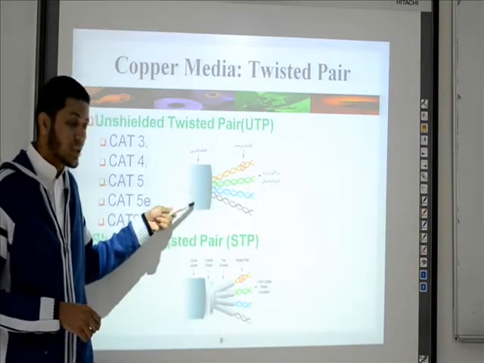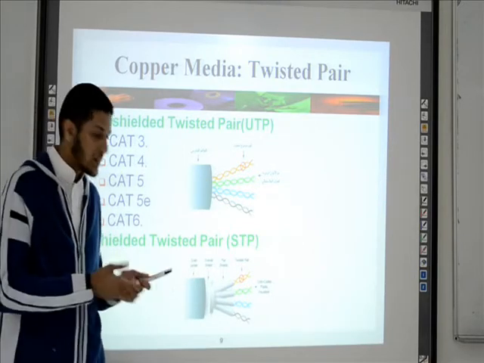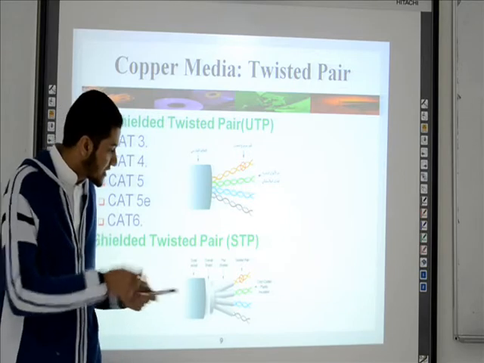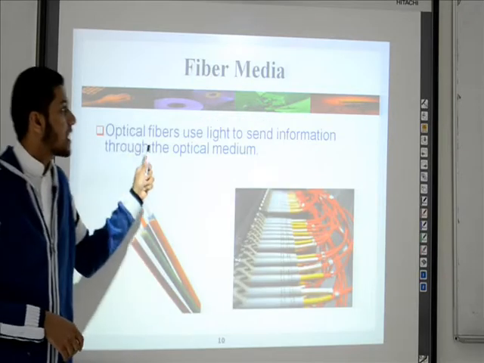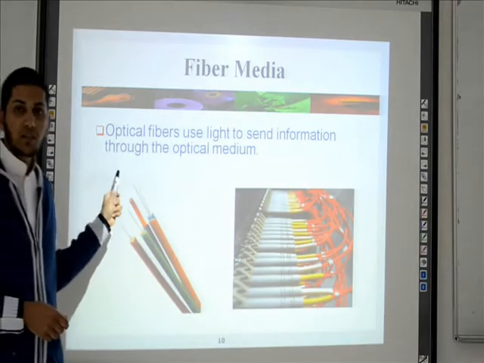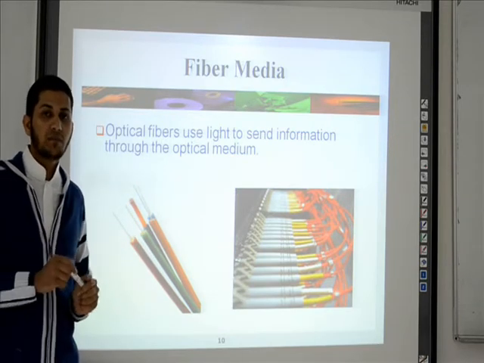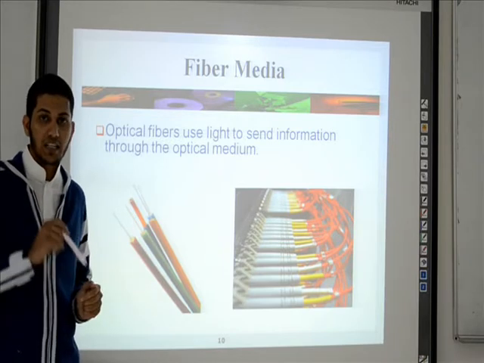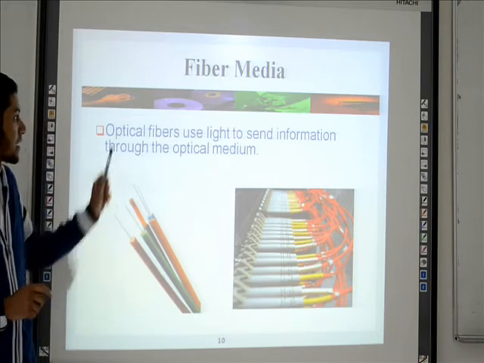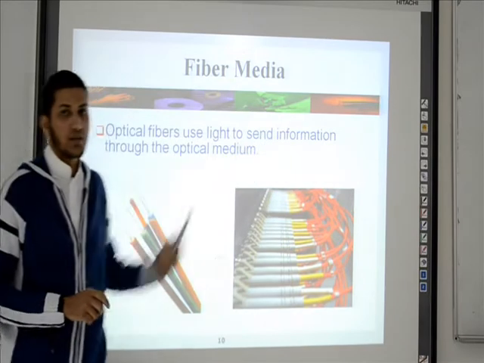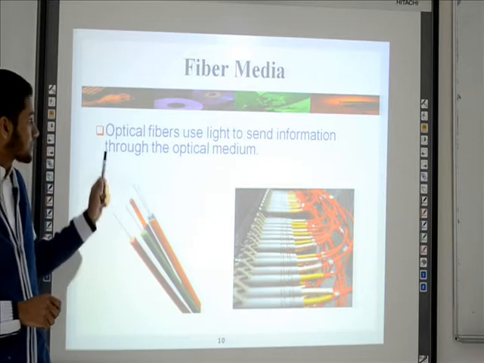Shielded twisted pair, STP, is more protected than unshielded because it has an outer plastic layer and something like polystyrene, and all these protect the wires. Now the fiber optic. The fiber optic, as we said before, is the newest technology of transmission to transmit the data, and it uses light when it sends the data. Optic fiber uses light to send information, and this is faster than the other kinds.